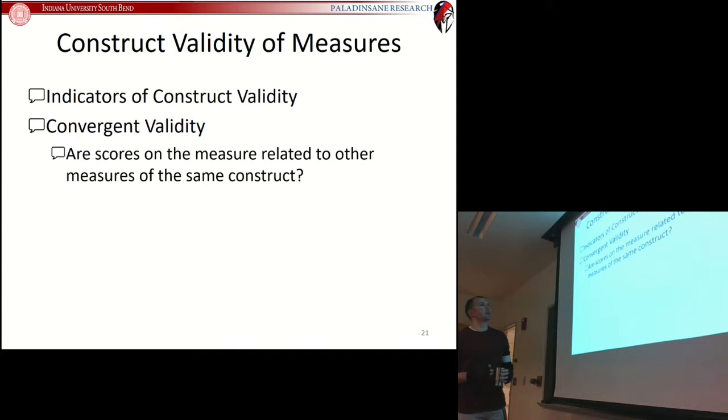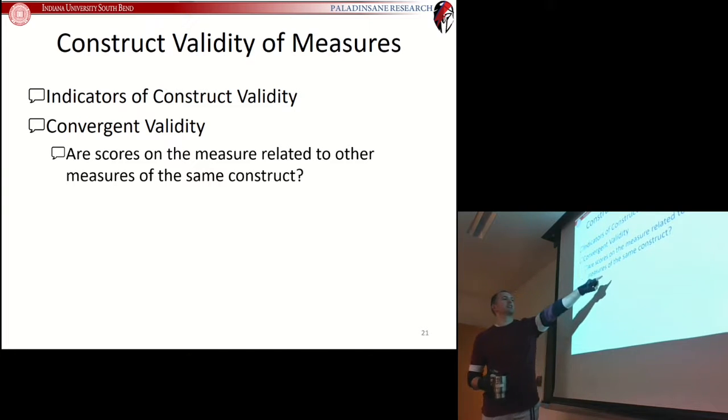Convergent validity: are our scores on the measure related to other measures of the same construct? This one is probably not going to be very useful in your projects, because if you have another measure of the construct, you are highly encouraged to use that other measure of the construct, right? So if you're looking at depression and somebody else has a depression inventory, like Beck's depression inventory, please do not do your own depression inventory. If there's another measure of the same construct, try to use that other measure.